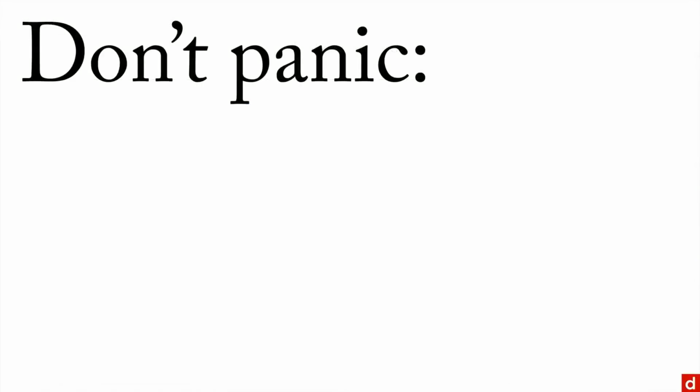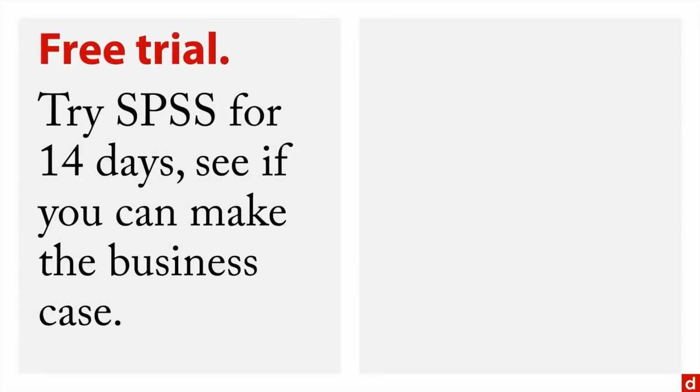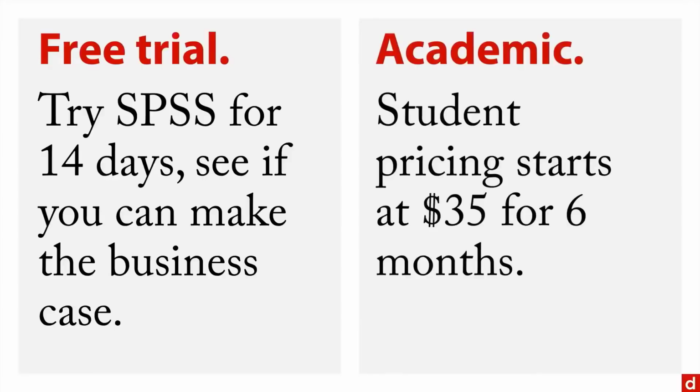However, I want to say this, don't panic. There are other ways aside from having to sell your house to get SPSS. Number one, there is a free trial and you can download SPSS and you can try it for 14 days. And during that time, the best way to do this is see if you can make a business case and get somebody else to buy it for you. There is also academic pricing. Student pricing for SPSS starts at $35 for 6 months. It's not the super duper version, but it is absolutely sufficient for doing the majority of academic research.